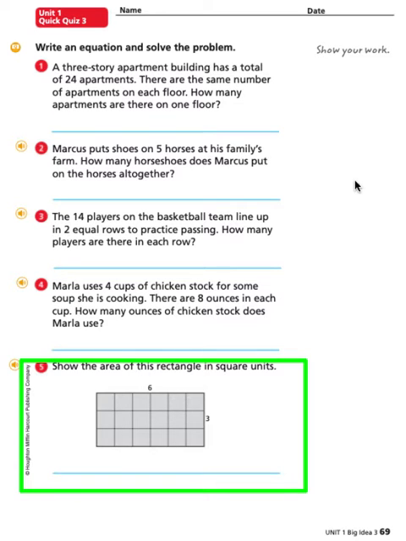Number 5, show the area of this rectangle in square units. Before you turn your paper over, make sure that you have labels on all of your questions 1 through 5.